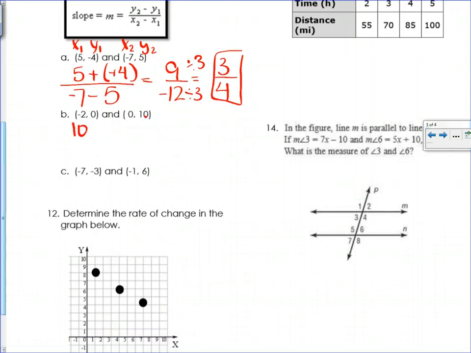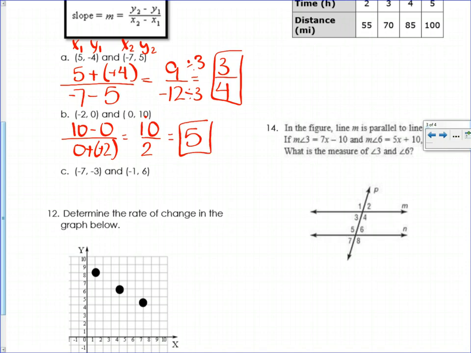Y2 is 10 minus y1 is 0 over x2, which is 0, minus negative 2. 10 minus 0 is 10. Minus a negative again turns into a plus, so 0 plus 2 is 2. 10 over 2 simplifies to 5.